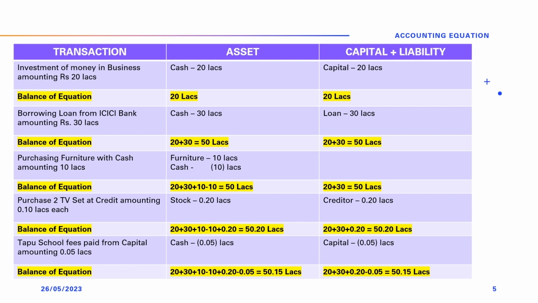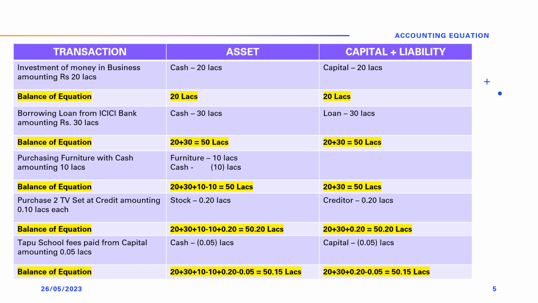Fourth thing which Jethalal did was purchase of 2 TV sets on credit from LG company, amounting to rupees 10,000 each. Over here we can see that one asset is created along with liability. Asset, which is known as stock, and liability, which is known as creditors. Now again, the balance after recording these transactions will be equal, that is 50.20 lakhs on both the sides.